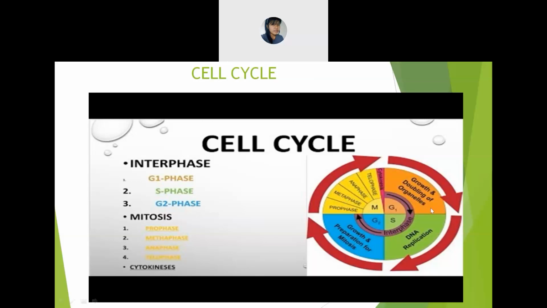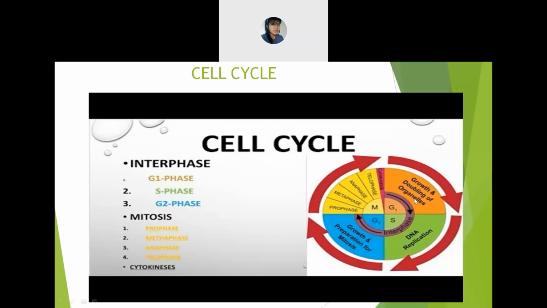So in the G1 phase, what usually happens? In the G1 phase, there is growth and doubling of organelles. Doubling of organelles means the organelles will double. There will be growth as well as the organelles in the cells growing and doubling. Is it clear? In the G1 phase, what happens?